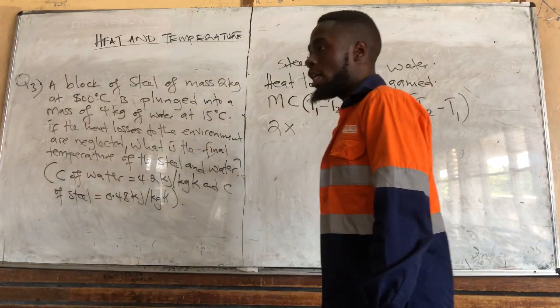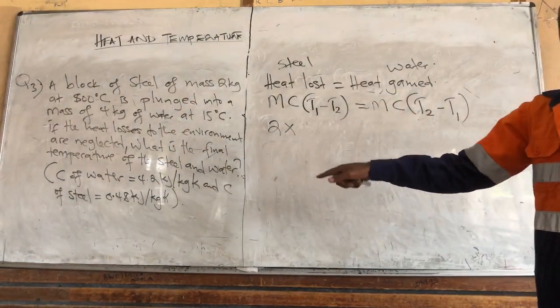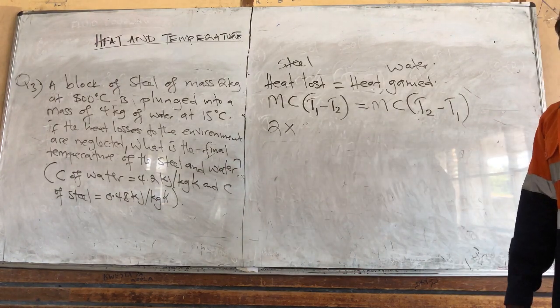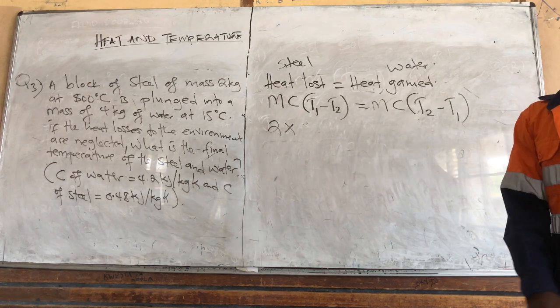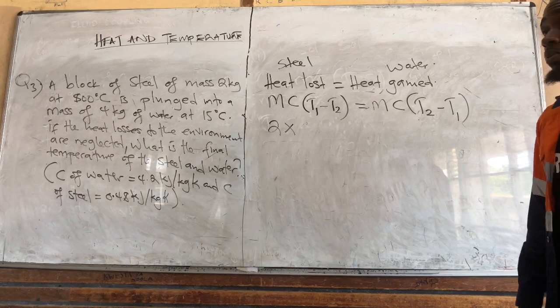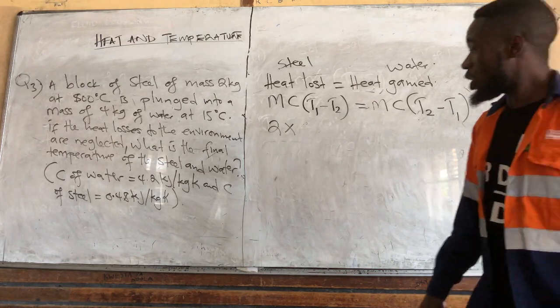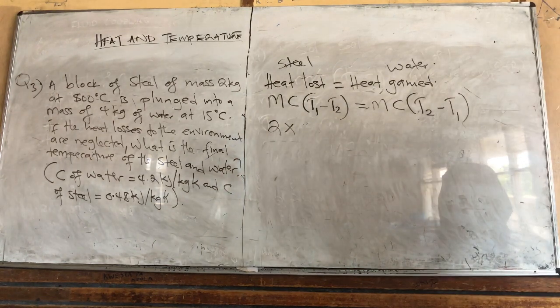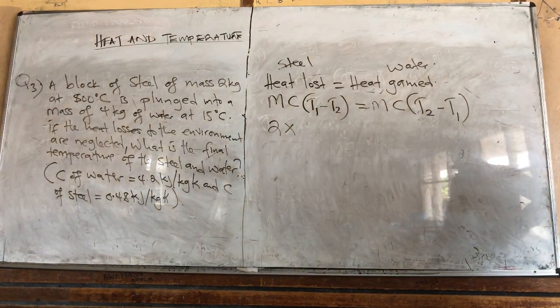0.48, right? And this one is given in what? In kilojoules. So we can take it to joules. How do you take that from kilojoules to joules? You multiply by 1,000, like what we did there. So multiply this 0.48 by 1,000, meaning the answer is in joules per kg Kelvin.